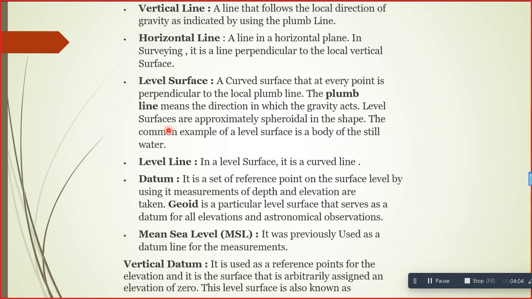So we have the level line. It is a level surface, a curved line in nature. Then we have a datum. A datum is a set of reference points on the surface level by which measurements of depth and elevation are taken. You have the mean sea level, abbreviated as MSL. It was previously used as a datum line for measurement.